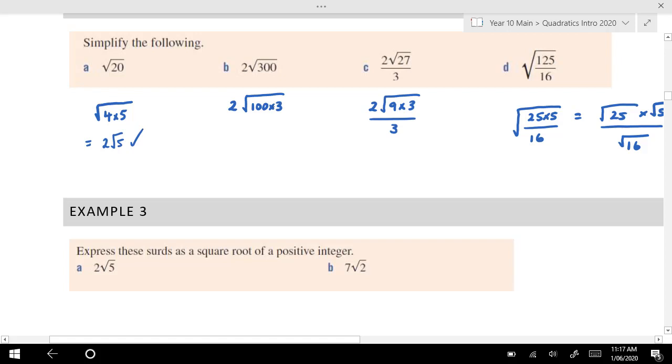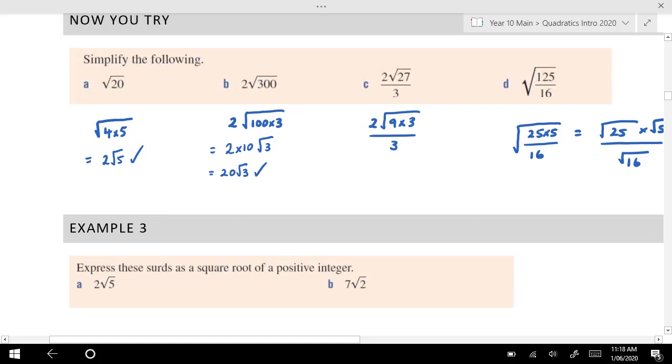Over here, 300 is the same as 100 times 3. 100 is 10 squared, so the square root of 100 is 10, so that's going to be 2 times 10, if you like, times root 3, and 2 times 10 is 20. 20 root 3 is going to be our answer.